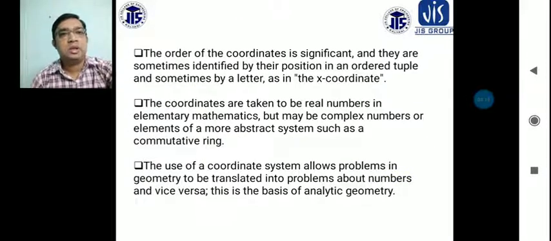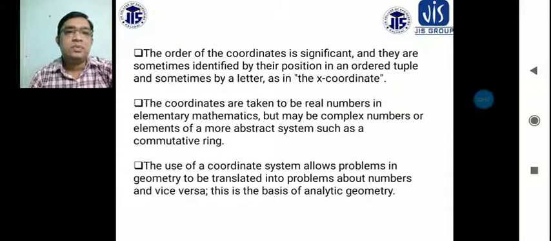Sometimes coordinates are identified by a letter, as in the x coordinate. The coordinates are taken to be real numbers in elementary mathematics, but they may be complex numbers or elements of a more abstract system, such as a commutative ring.